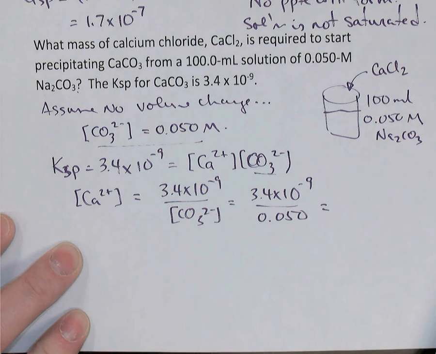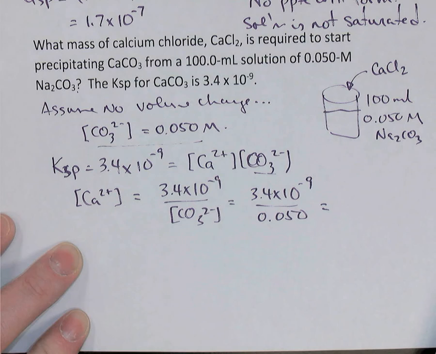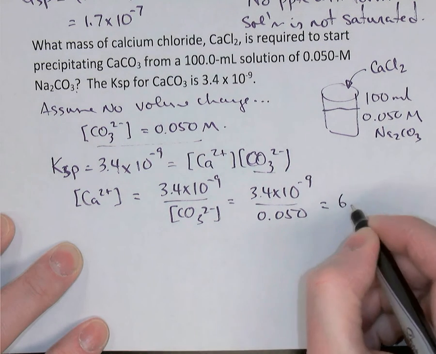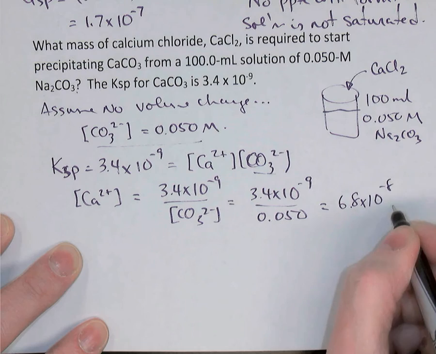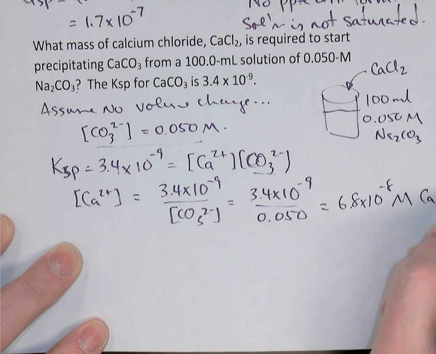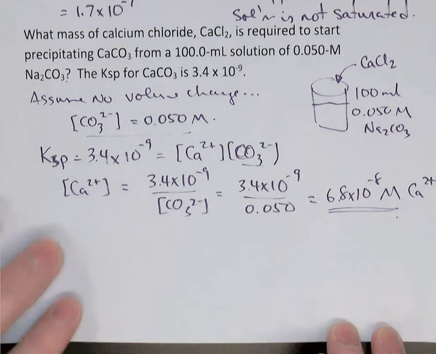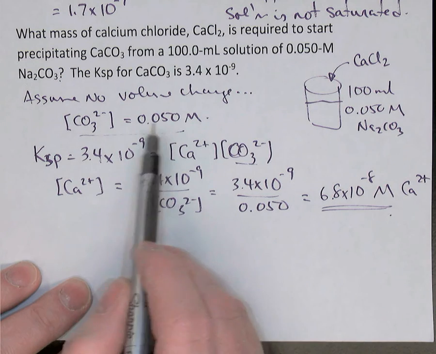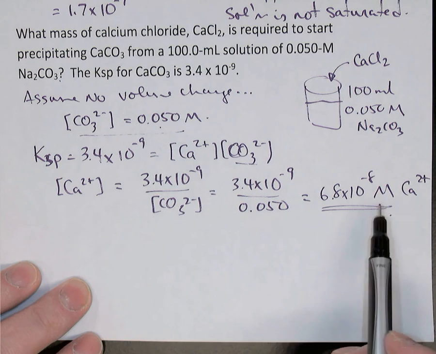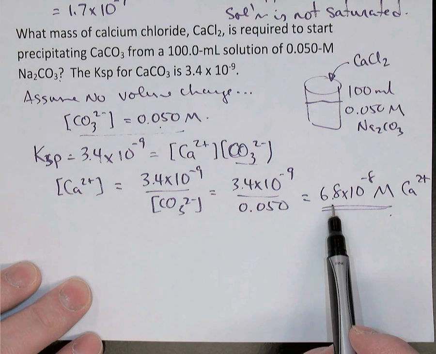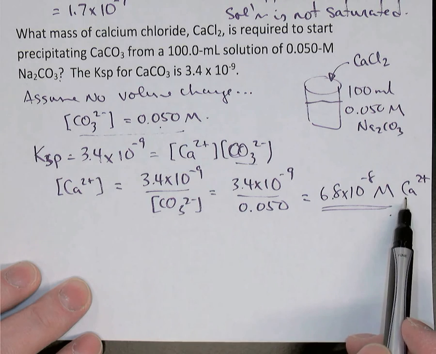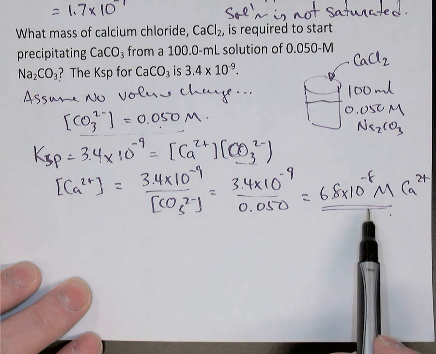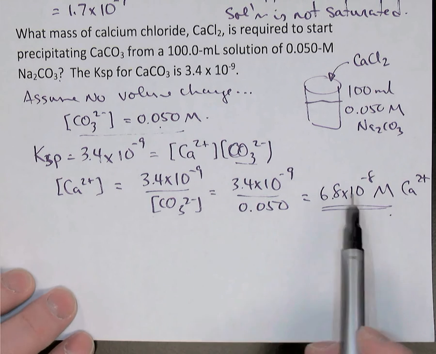And calculating that real quick, 3.4 times 10 to the minus 9 divided by 0.05 gives 6.8 times 10 to the minus 8 molarity calcium. So understand what we've just calculated. In a 0.05 molar carbonate solution, you would need a very tiny 6.8 times 10 to the minus 8 molarity of calcium to make that solution saturated. Any more than this, and the solution will start to precipitate calcium carbonate.